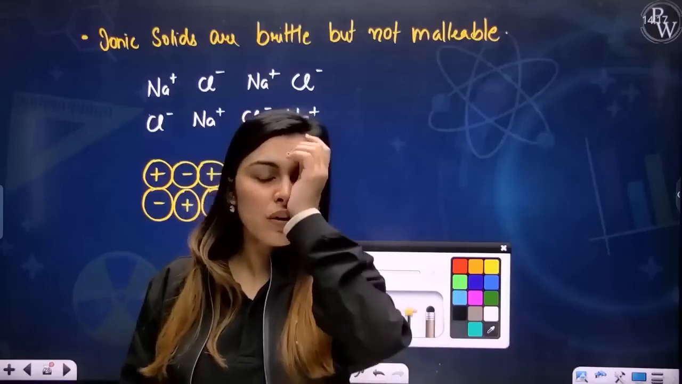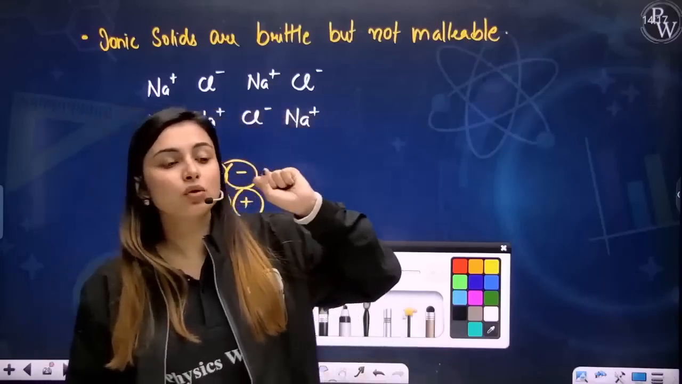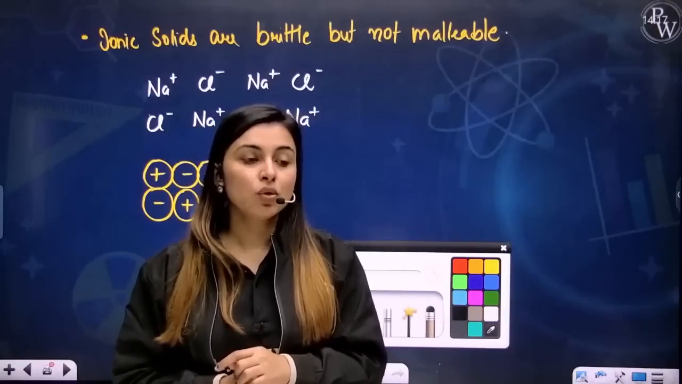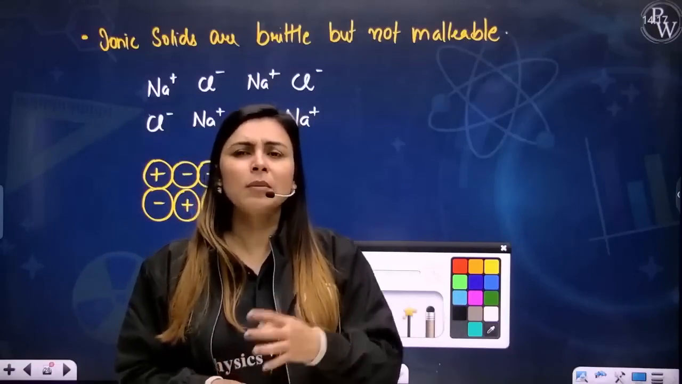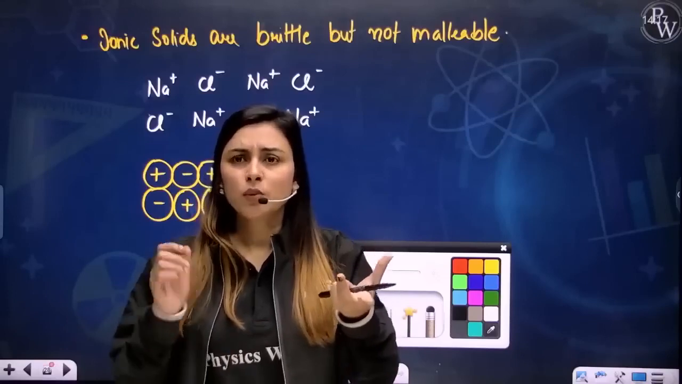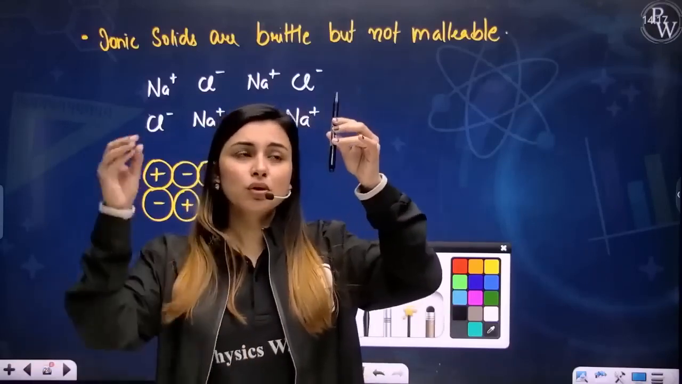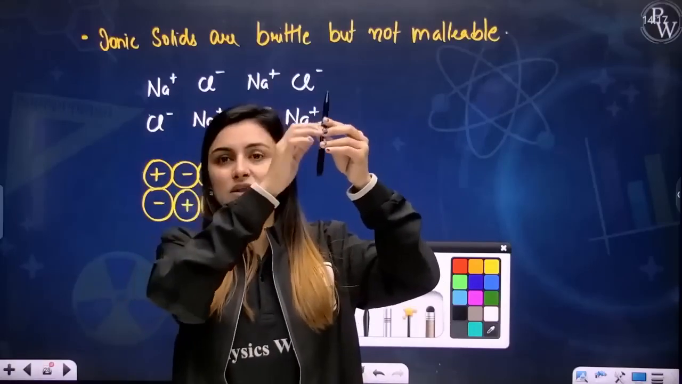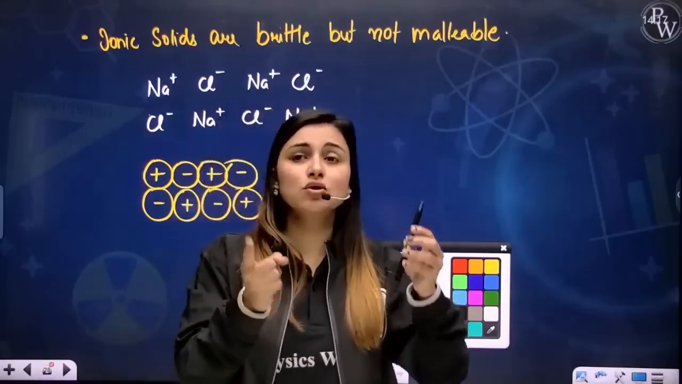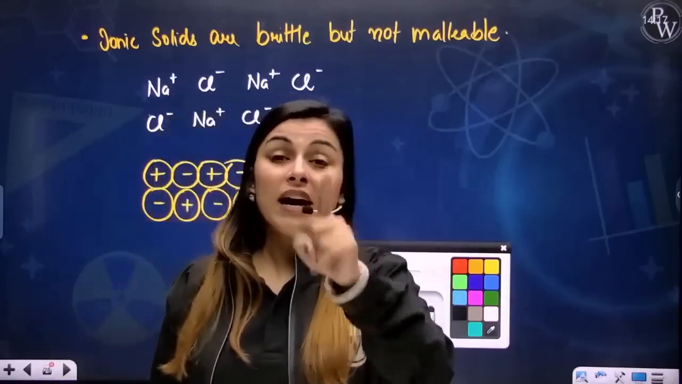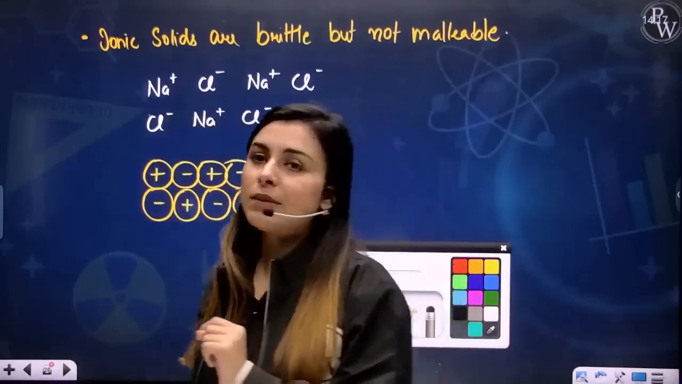Whereas if you throw a ball over a rubber band or an eraser, will it break? No, it will not break. If you throw a ball over this solid, will it break? No, it will not break. It is not brittle in nature. So some solids are brittle in nature and some are not. Your ionic solids are brittle in nature.